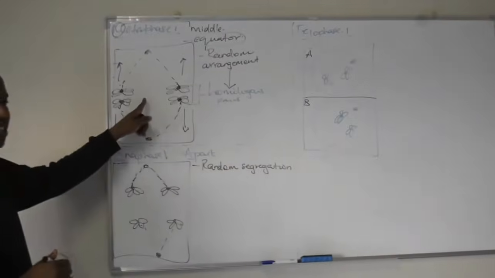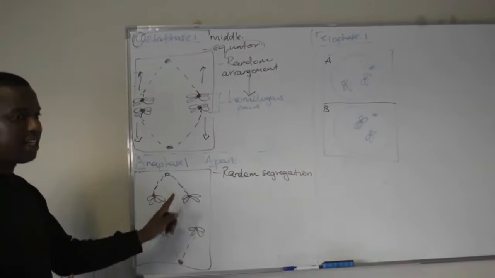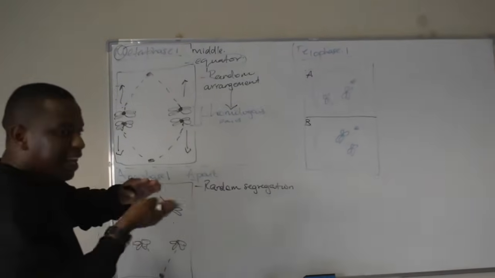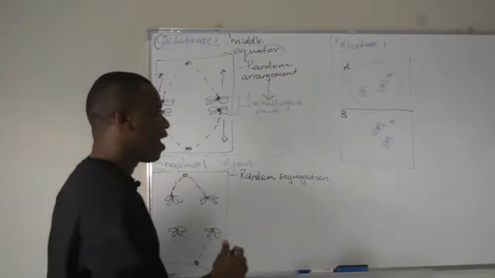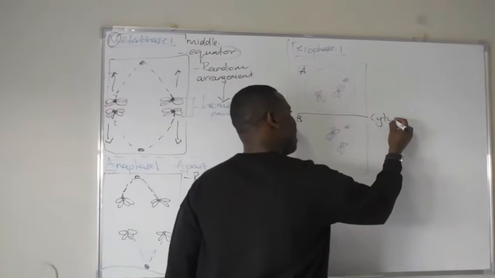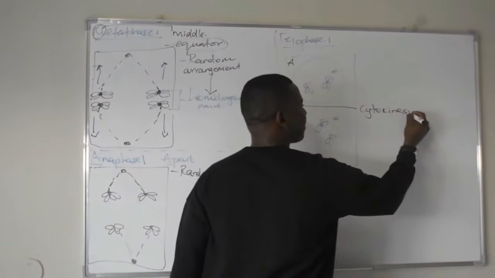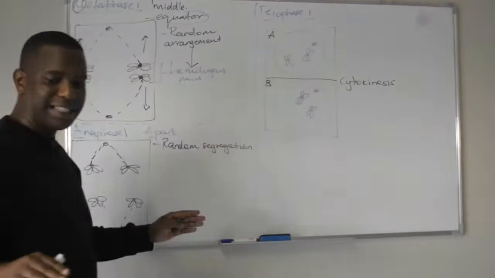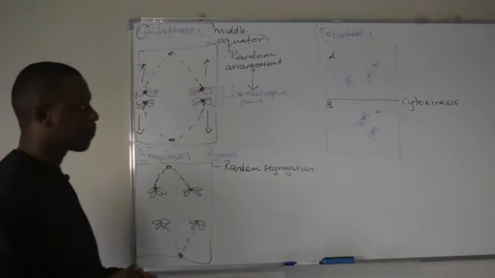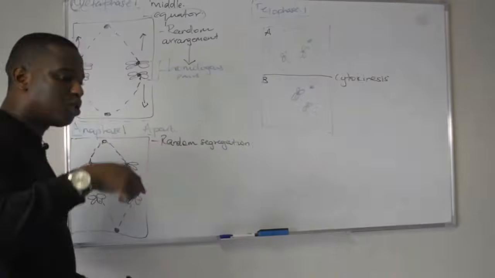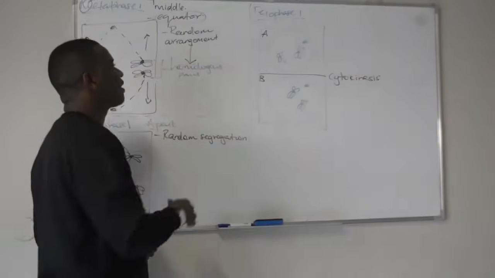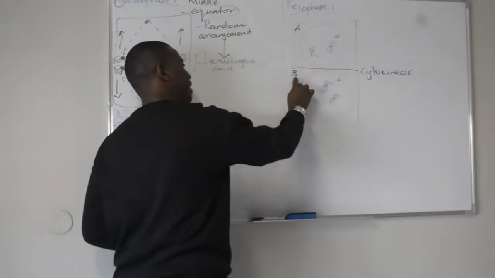It was not divided in prophase, but it has divided here, meaning that the cytoplasm has divided. And what do we call the division of the cytoplasm? It is called cytokinesis. So cytokinesis has occurred. There was a division of cytoplasm, which makes you see two cells. So we now have cell A and cell B.